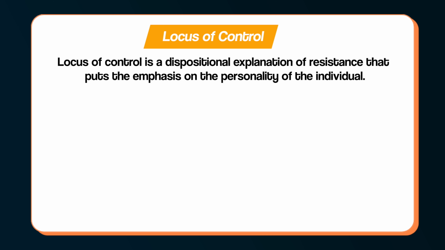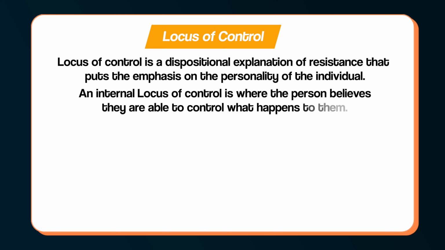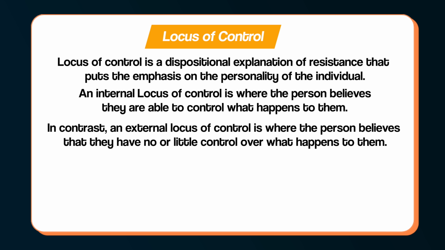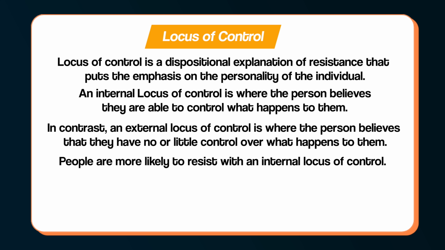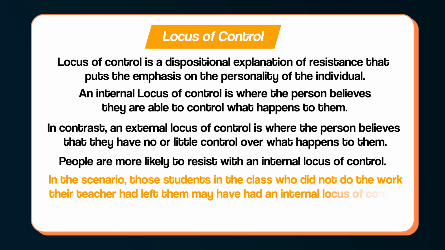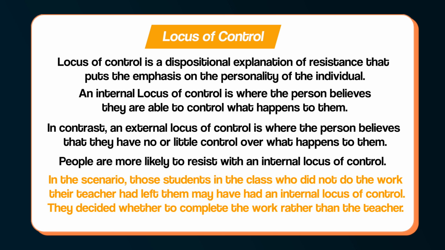Locus of control is a dispositional explanation of resistance that puts the emphasis on the personality of the individual. An internal locus of control is where the person believes they are able to control what happens to them. In contrast, an external locus of control is where the person believes that they have no or little control over what happens to them. People are more likely to resist with an internal locus of control. In the scenario, those students in the class who did not do the work their teacher had left them may have had an internal locus of control. They decided whether to complete the work rather than the teacher.